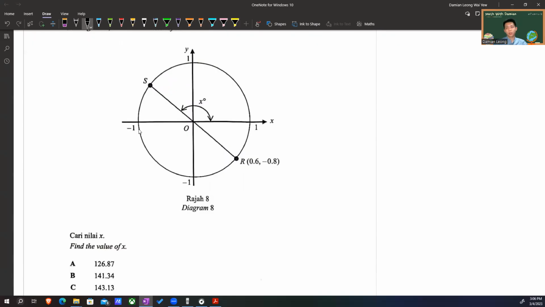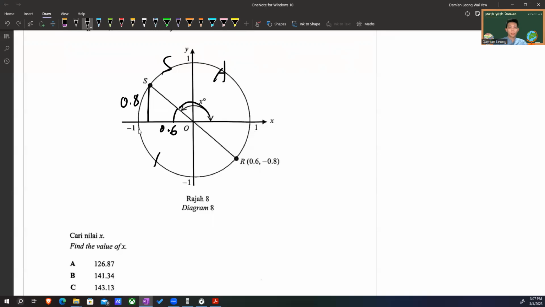Okay, so here 0.6, negative 0.8 means here. See that? This angle and this angle are the same. Okay, so this is 0.8. 0.6 means if it's here, it's also 0.8, 0.6. So this is quadrant 2.